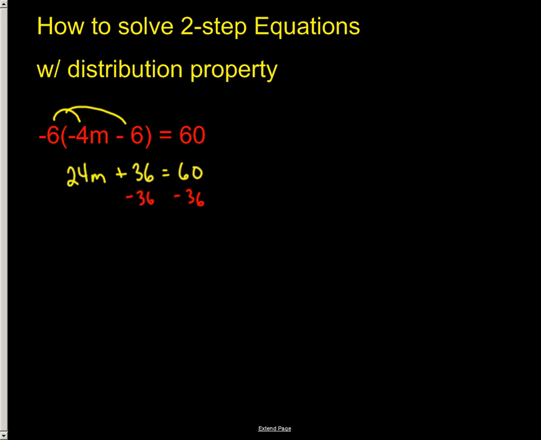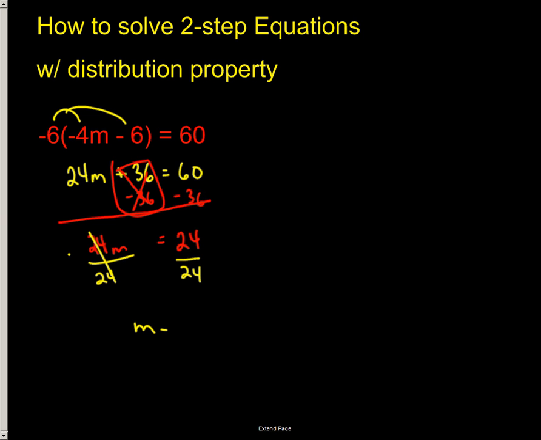I made this one so that we get a really nice simple answer and we can do it without a calculator. 36 minus 36 is nothing, and 60 minus 36 is 24. And now all we have to do is divide both sides by 24, and we're done. M would equal positive 1.